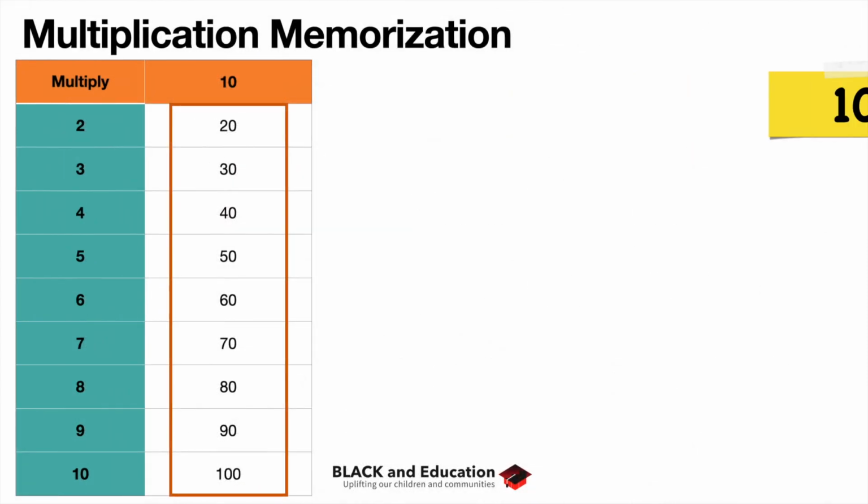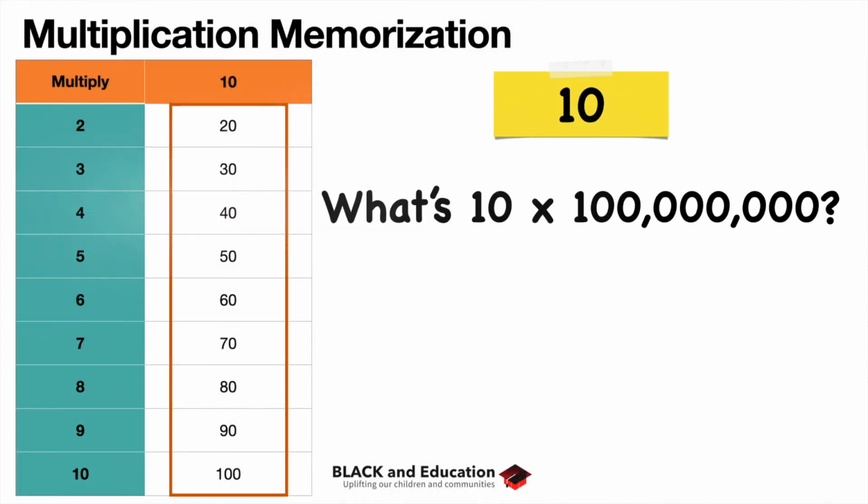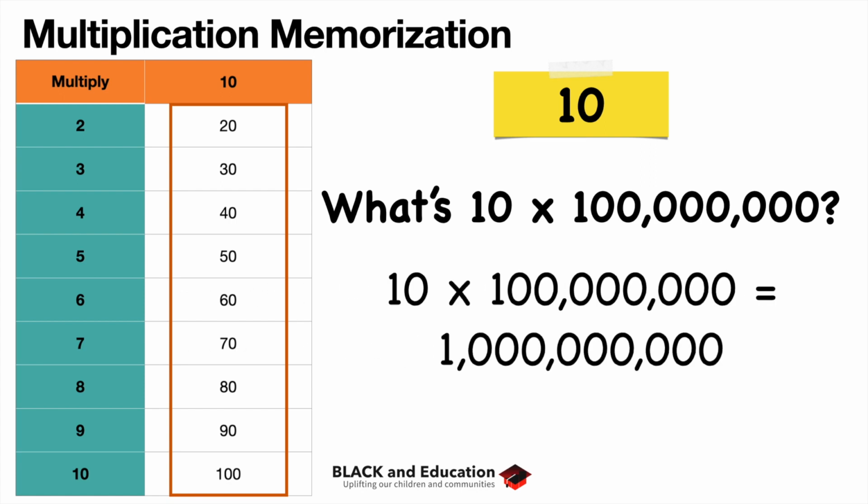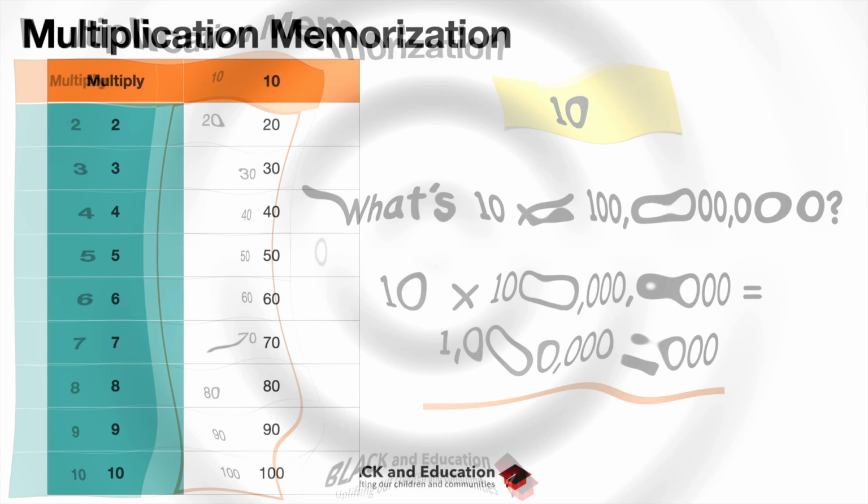Let's say we have, what is 10 times 100 million? See if you can guess that. Well, that's going to be 1 billion. 10 times 100 million is equal to 1 billion. If I had 100 million 10 times, I'd have a billion, or $1 billion. That's what that would be. So that's how you do your tens. You just add a 0 to whatever number you're multiplying by 10.